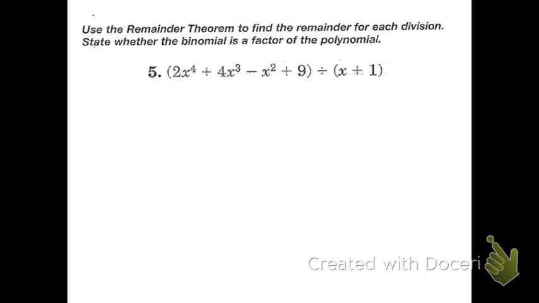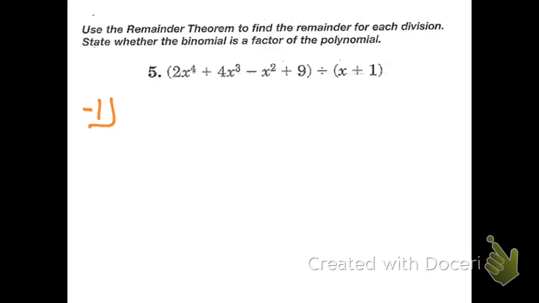Now, it says, use the remainder theorem to find the remainder for each division. Then, state whether the binomial is a factor of the polynomial. So, a couple questions here. We have to first use division, then we have to say yes or no. What's going to tell us that it's a factor is if the remainder is 0 or not. So that's what we're looking for.